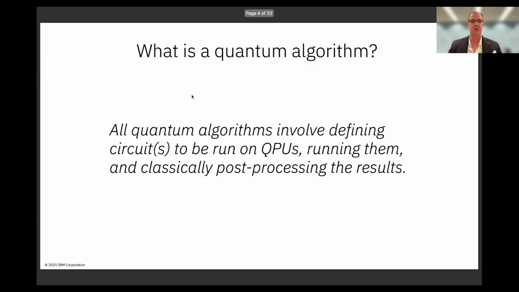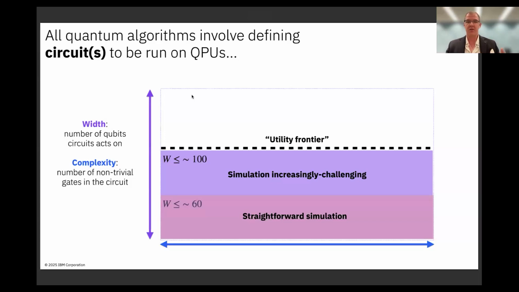A simple definition could be: all quantum algorithms involve defining a quantum circuit, which is the fundamental unit of computation, to be run on quantum processing units, QPUs, and then classically post-processing the results. All of the algorithms in the quantum algorithm zoo could be understood in this way: circuits, QPUs, running them, and post-processing results. Let's break that down a little bit.